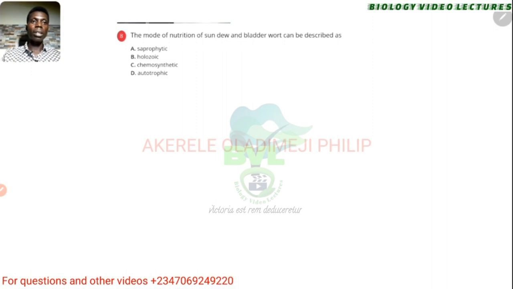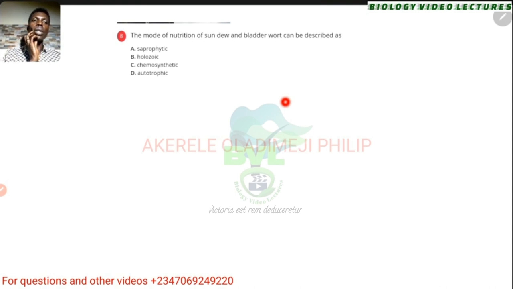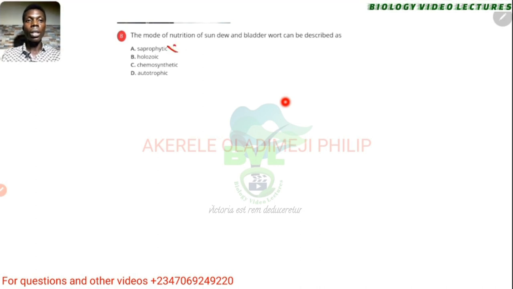All right. Now, the mode of nutrition of sundew and bladderwort can be described as what? Saprophytic? No, that has to do with something decaying. Holozoic are things that swallow or eat things, so to say. Chemosynthetic means they form their food from chemicals. Autotrophic means they can actually make their food by themselves.